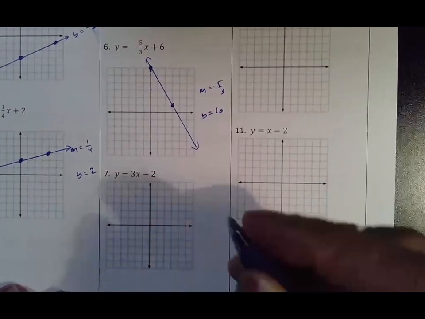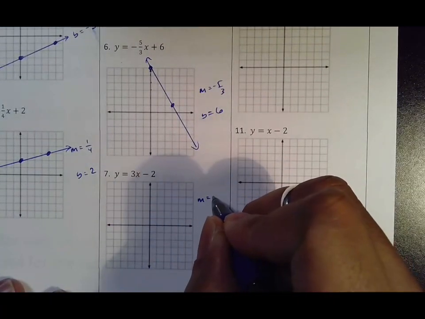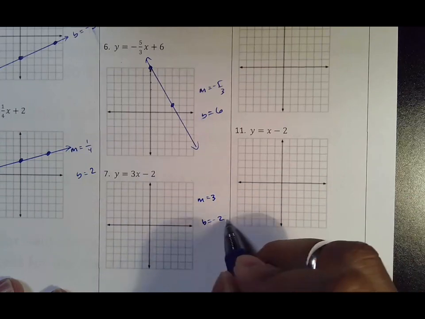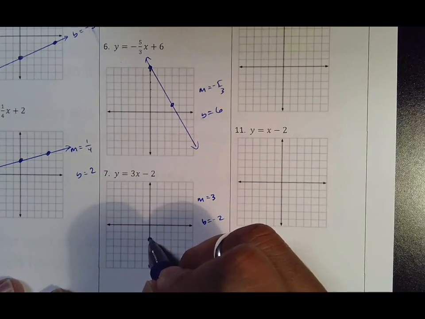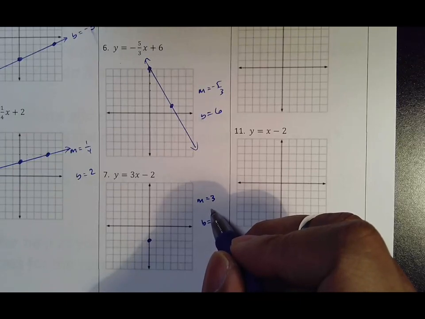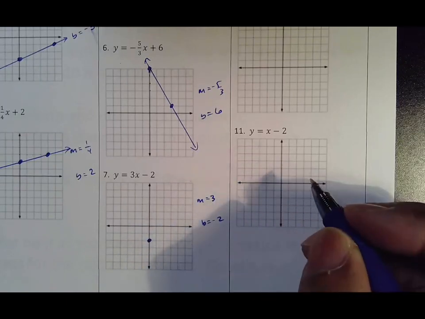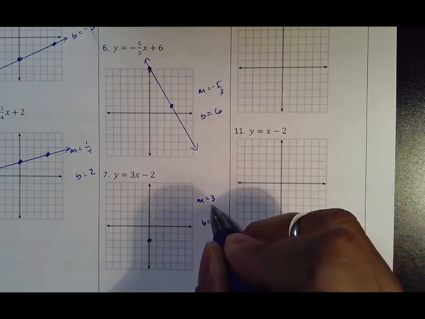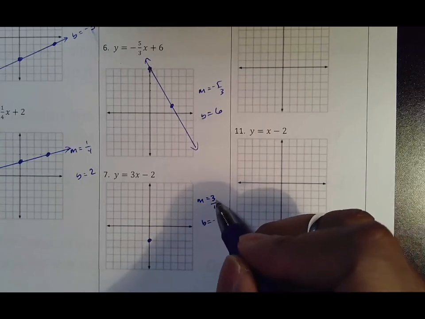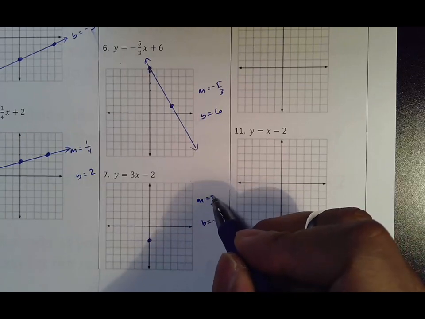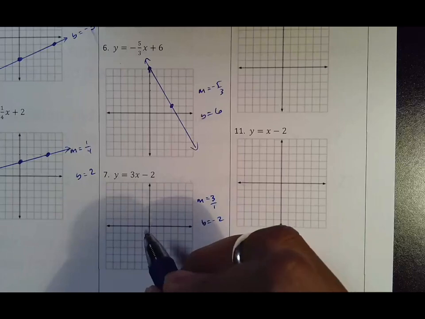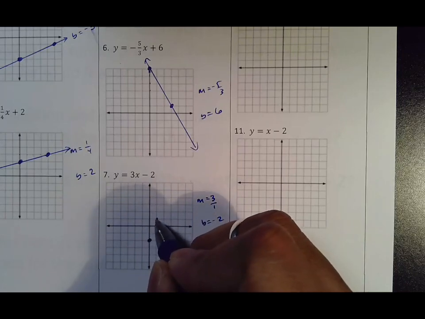Number 7 is something you haven't seen, at least on the notes. We saw it in class. M is 3, b is negative 2. So yes, we still start with b, which means go down 2. The problem with having an m of 3 is that slope m is rise over run, and we don't have a second number. The way you make that second number is by putting it over 1, because if you think about it, 3 divided by 1 is 3. Use your calculator and check that, or use your phone and check that, but 3 divided by 1 is still 3. That means my rise is 3, but my run is 1.